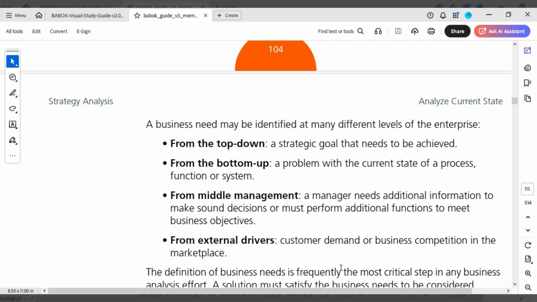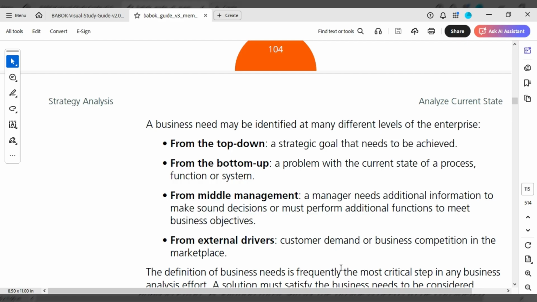From the bottom up, a problem with the current state of a process, function, or system. This is superb. So when you say bottom up, for example, let's say the frontliners, the customer care service people, they notice that the system that we have been using to attend to clients usually fails, or you get error messages when we try to input some fields. So immediately they flag it to their supervisor. The supervisor flags it to the operations. They try to troubleshoot and do operational changes and it's not working. They start moving it up, so that those at the top will know that this is an issue. So you see, the need is coming from bottom up.